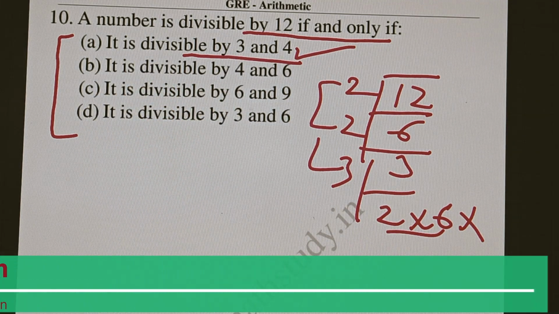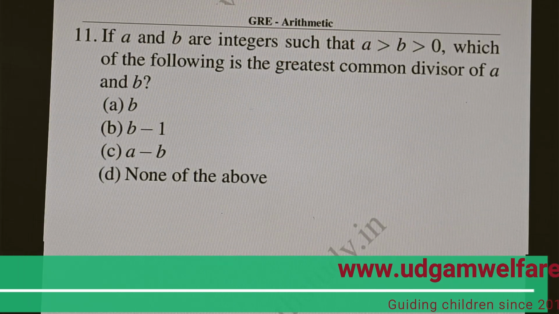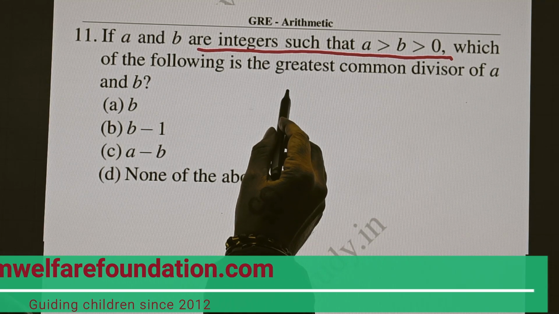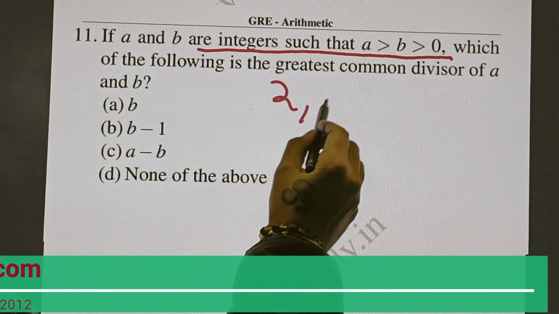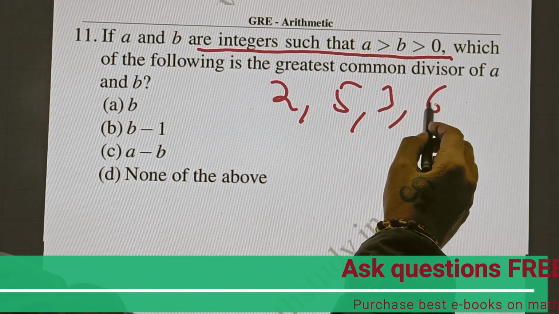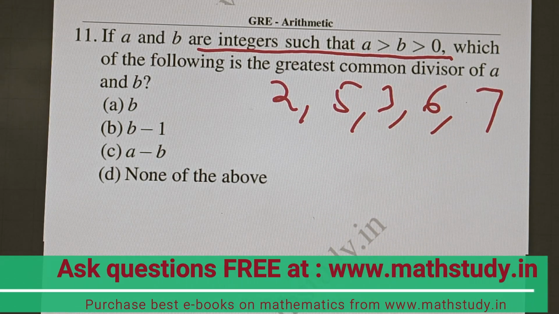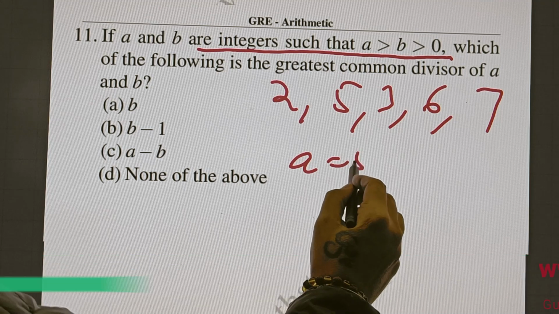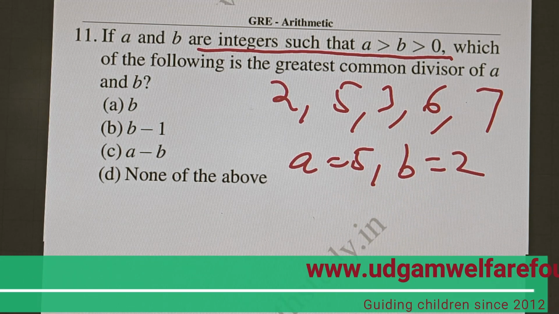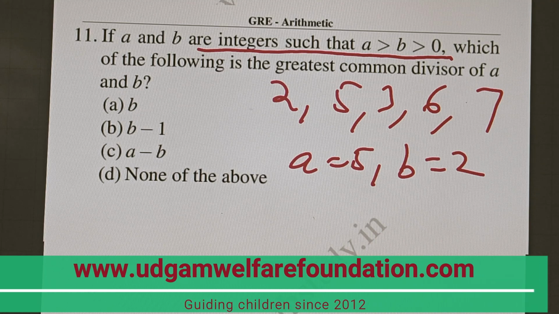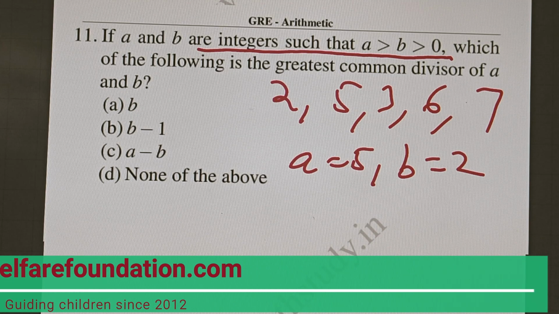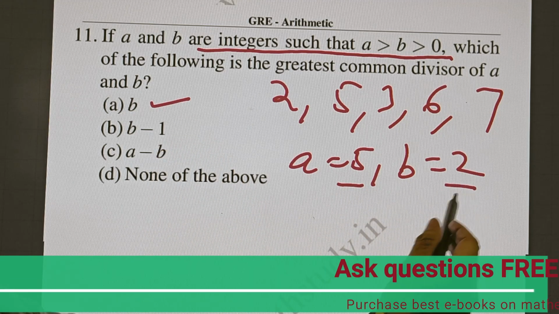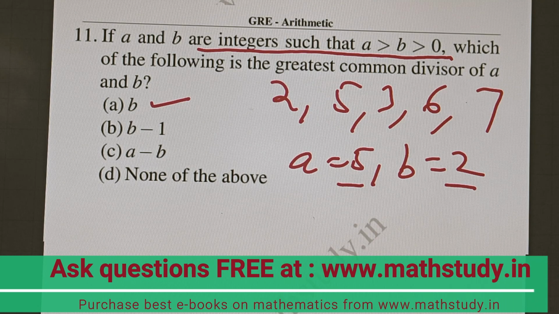Let's move forward to our next question. It states if A and B are integers such that A is greater than B is greater than 0. In such cases you have to assume values so that it satisfies all the cases, right? Let us consider A is greater than B. If we take A equal to 5 and B equal to 2, it asks which of the following is the greatest common divisor of A and B. So is it B? Obviously in 5 and 2 there is not even a single common factor.